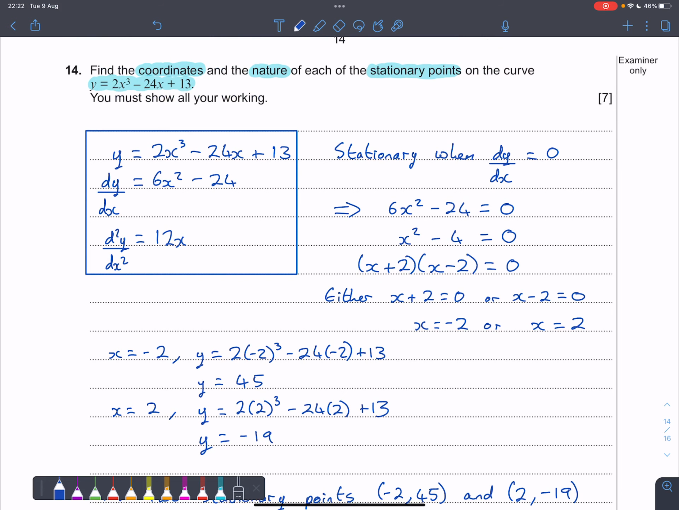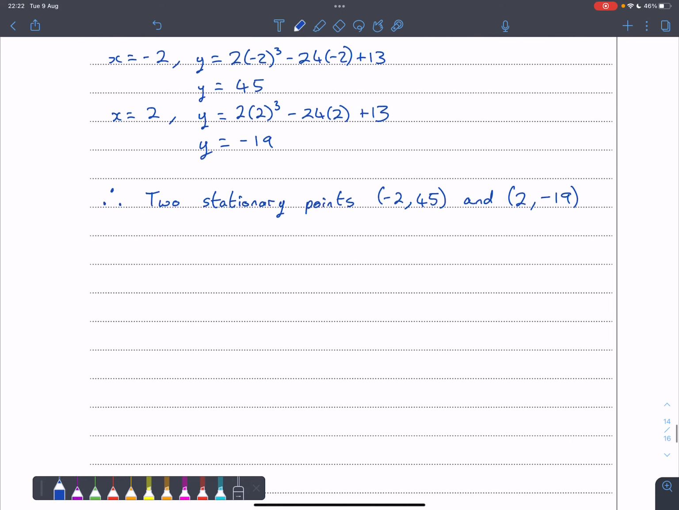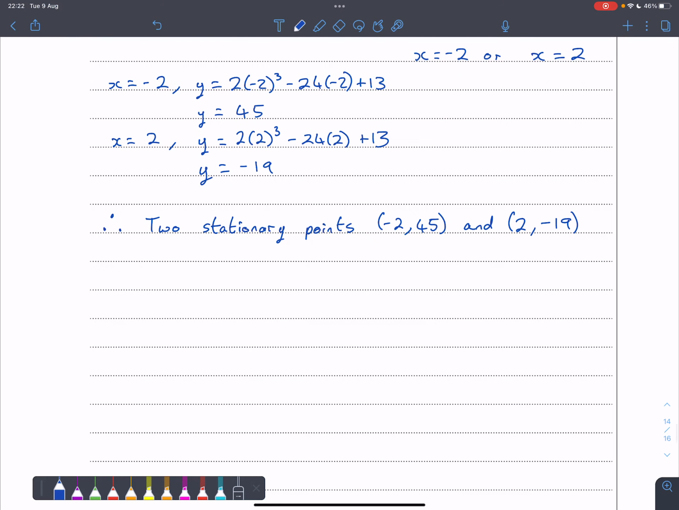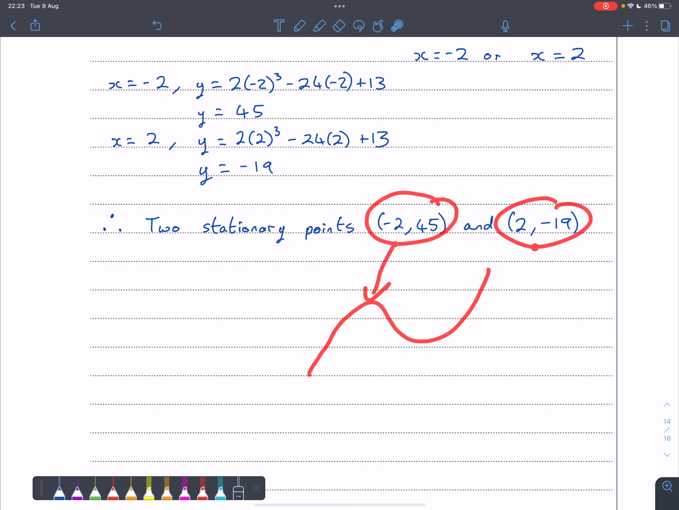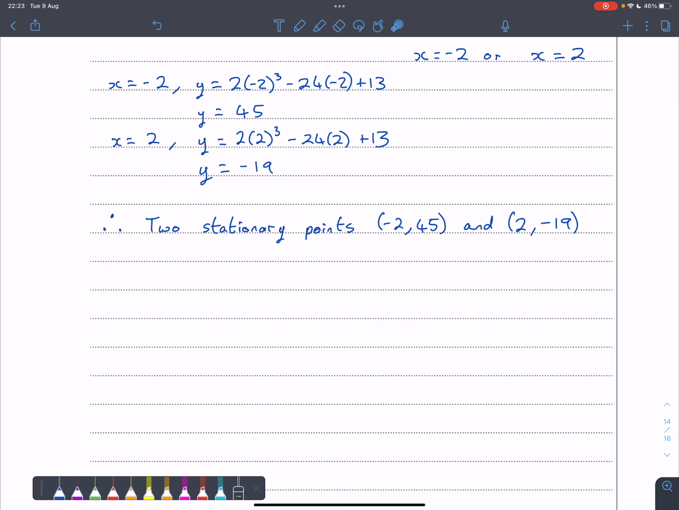So that's the first part done. I've found the coordinates of them. Now I need to find the nature of them, so whether they're a maximum or a minimum. I can use logic to do this because this is a positive cubic, and a positive cubic will look something like this if it has two stationary points. The one furthest to the left is going to be a maximum, and this one is going to be a minimum. So we know what our answer is going to be just by thinking about it, but let's prove it mathematically beyond any doubt.